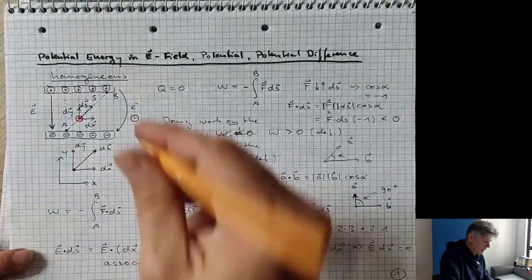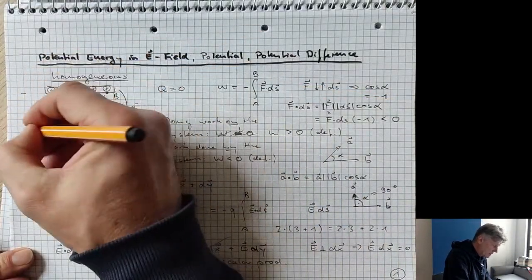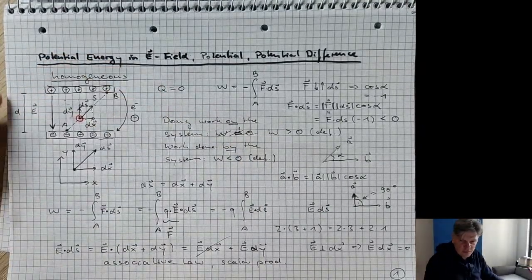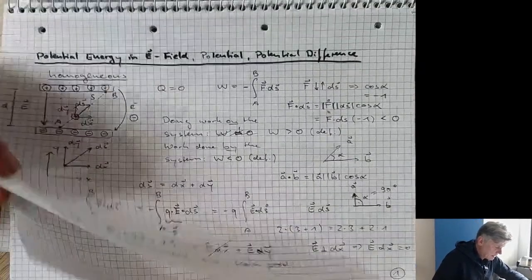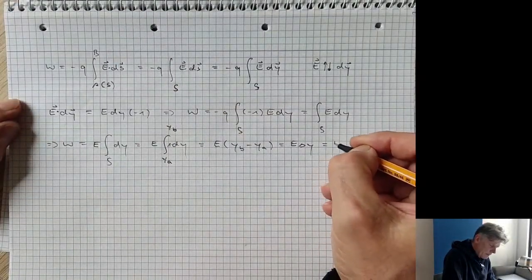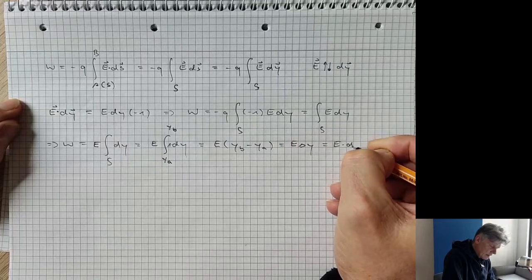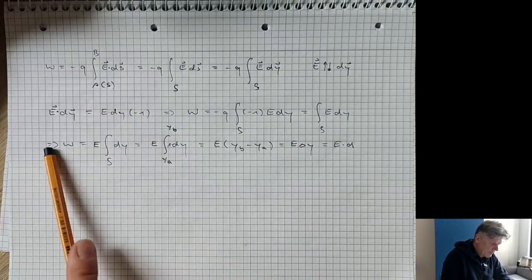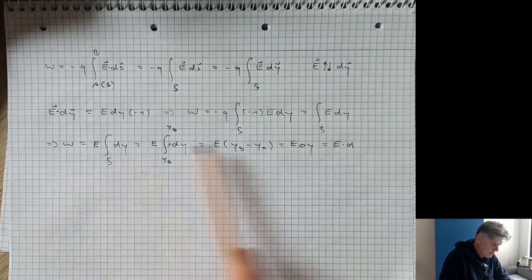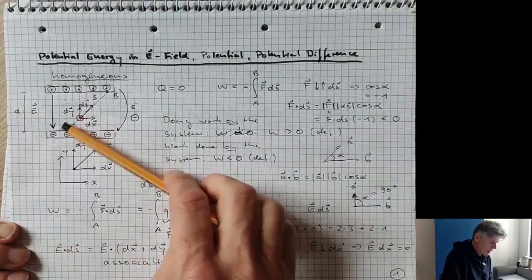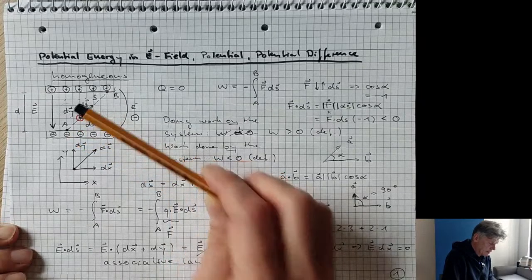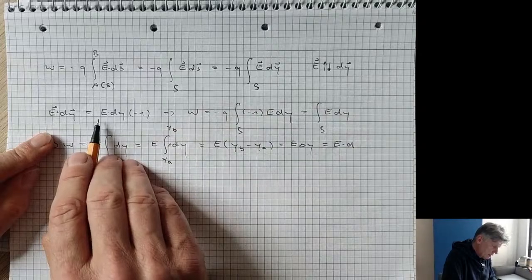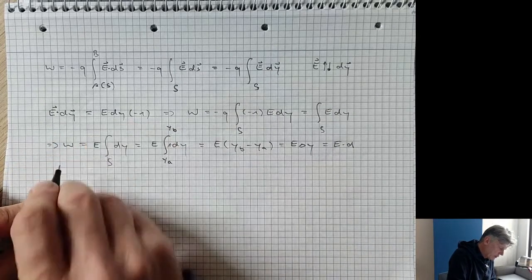Or if we denote the distance of these two metal plates with d, then it would be simply E times d. So this is the work we do to bring a positive charge in an electric field. Oh, I forgot the Q. Where's the Q? I missed the Q somewhere. No, this is okay, but here's the Q, of course, sorry.